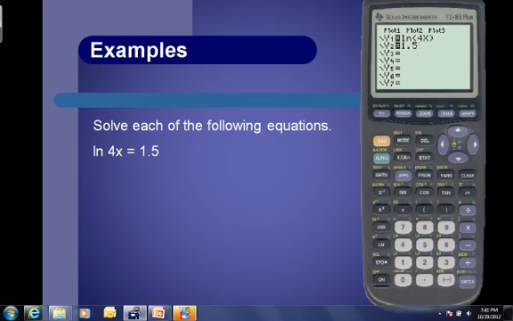y2 is the right-hand side, which would be 1.5. When we graph those, there's our log equation. There's our 1.5. So we're going to do second trace, which is calculate where they intersect. Enter for the first curve. We've got an arrow over so that we're on the y1. Second curve is y2. We don't have to guess. And our answer is 1.12.